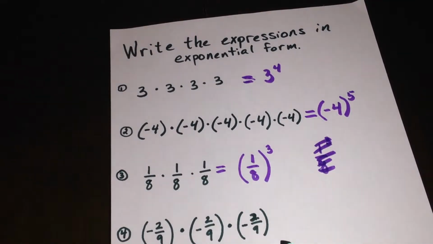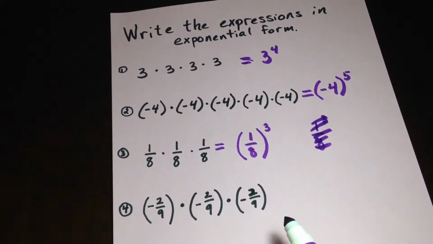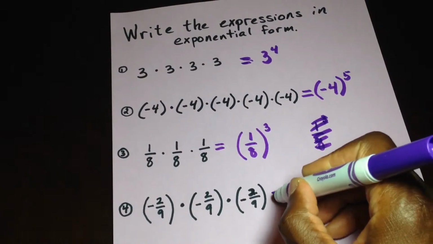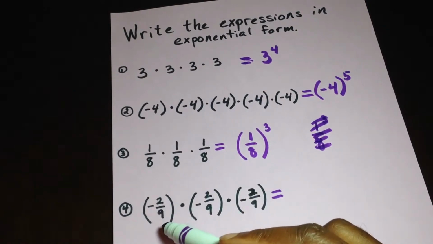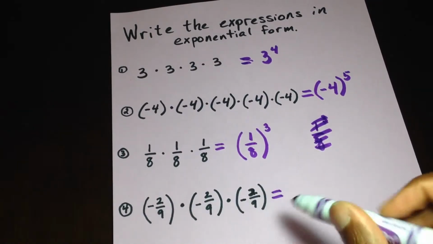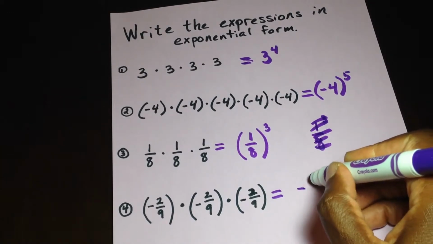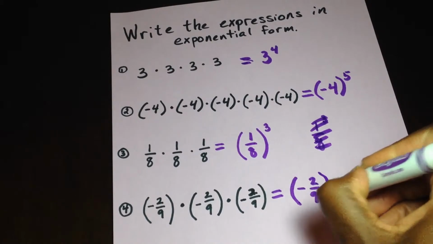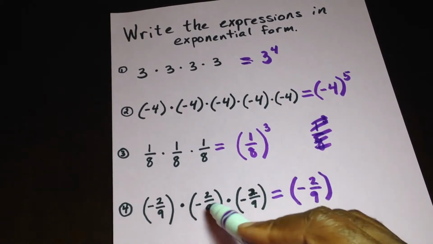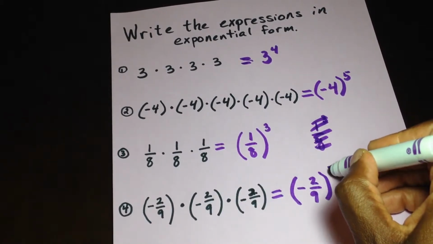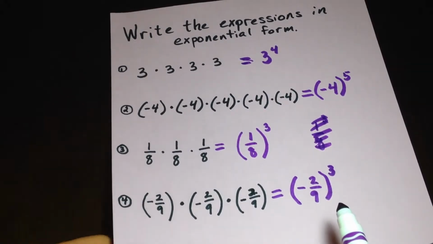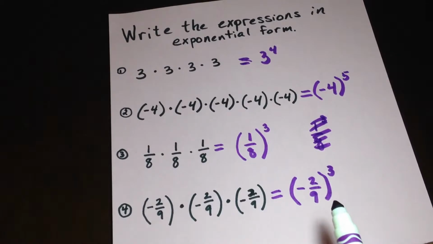This one is, okay? And finally, for number 4, for this set of expressions, we have -2/9. So now we have the base is -2/9. Again, put that in parentheses, and that's 1, 2, 3, so it's going to be to the 3rd power. All right, and that's it for numbers 1 through 4 for that set. Okay, let's try this next one.